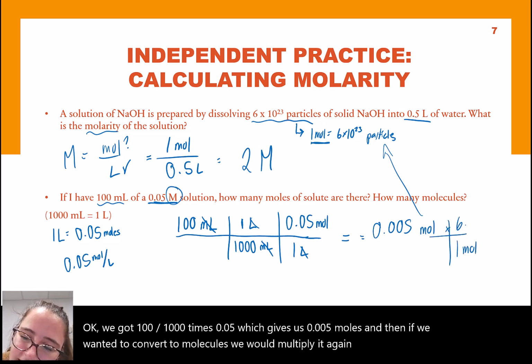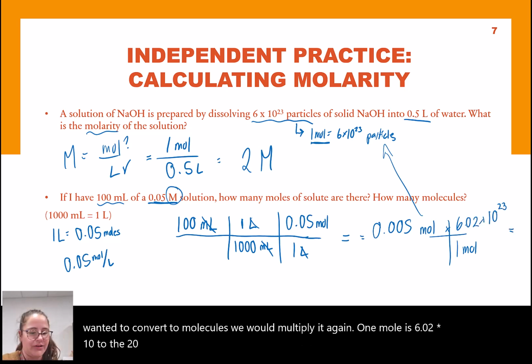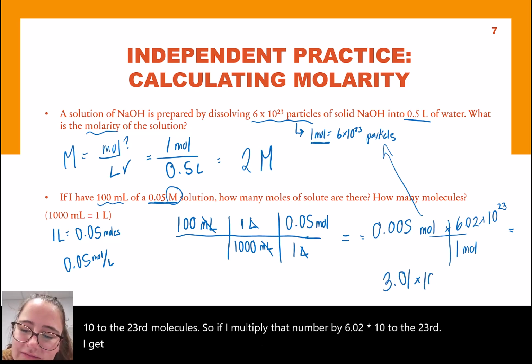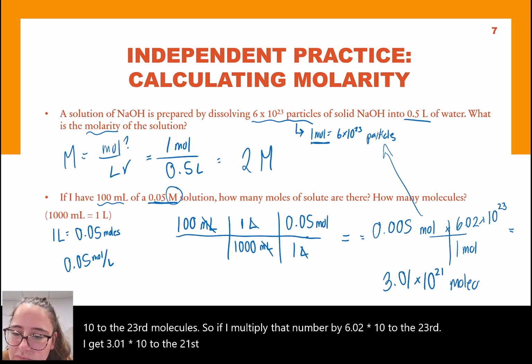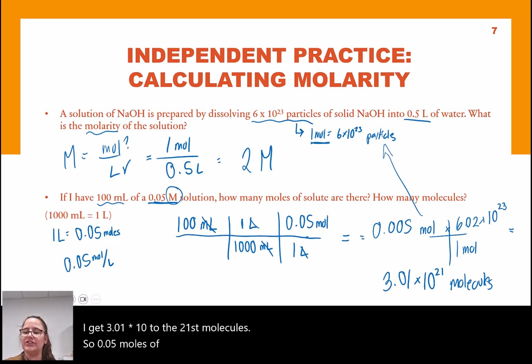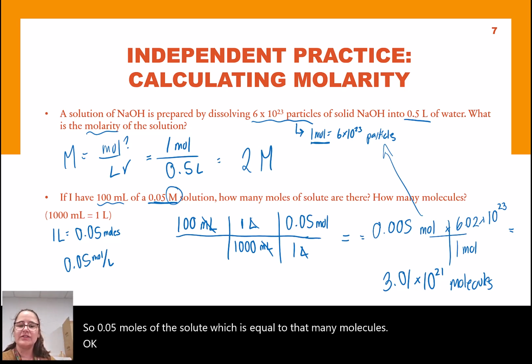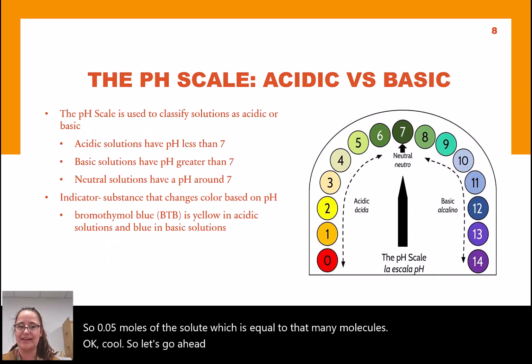And then if we wanted to convert to molecules, we would multiply again. 1 mole is 6.02 times 10 to the 23rd molecules. So if I multiply that number by 6.02 times 10 to the 23rd, I get 3.01 times 10 to the 21st molecules. So 0.005 moles of the solute is equal to that many molecules. Okay, cool.